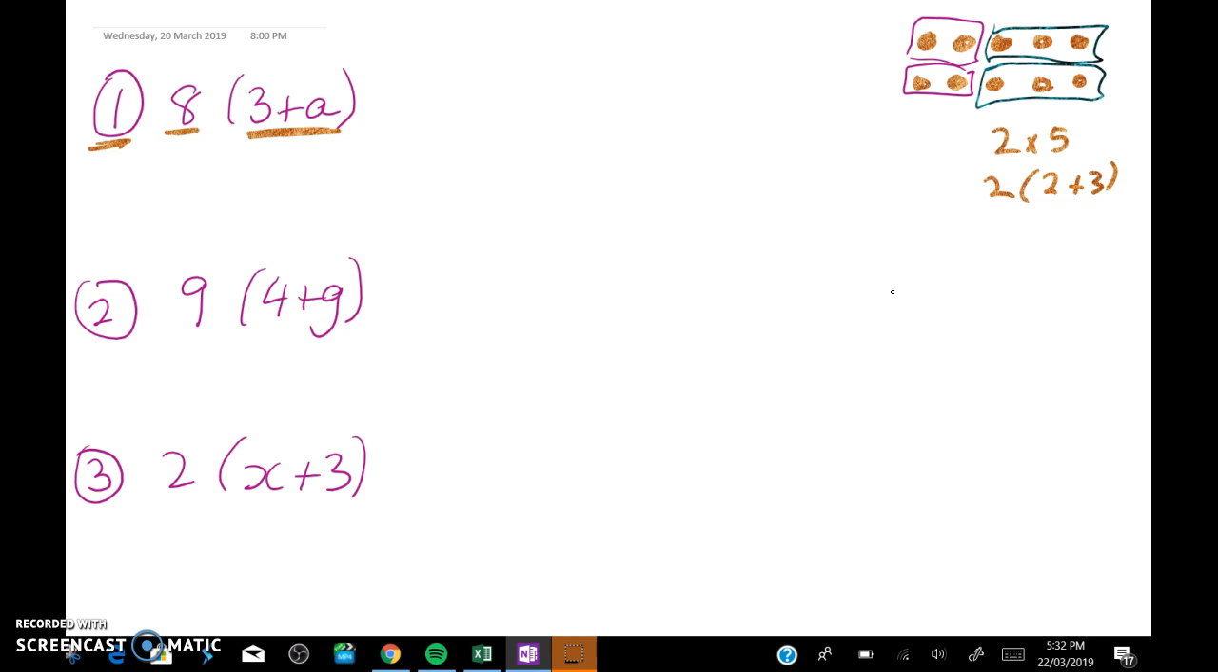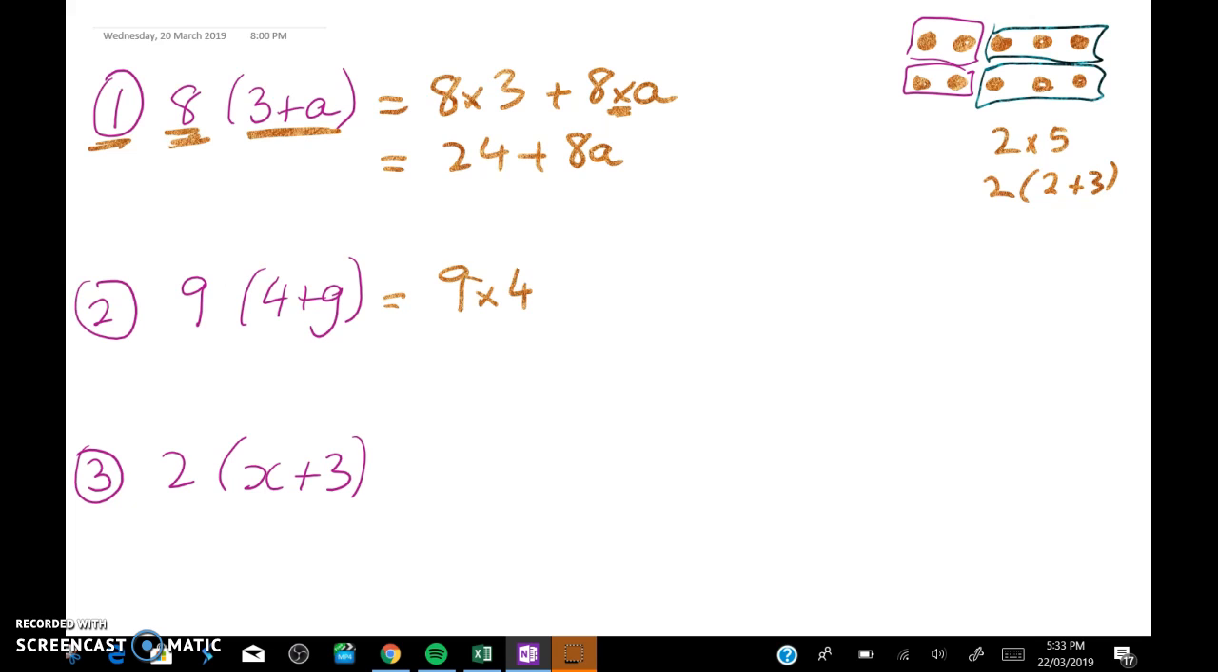We take the 8 and we say, well, that's the same as 8 lots of 3 plus 8 lots of A, which gives me 24 plus 8A, because remember we don't use the times sign when we're doing algebra. So the next one is 9 lots of 4 plus 9 lots of G, which gives me 36 plus 9G. Right, make sure that you're pausing the video and trying these on your own before you go through them.